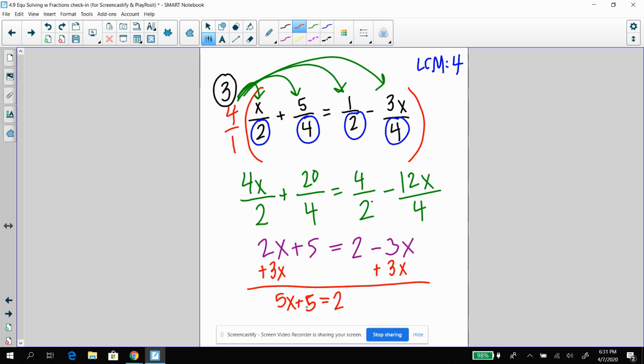Sorry for my little delay there. And then I'm going to subtract 5 from both sides, and I get 5x equals negative 3. We are almost done. Divide both sides by 5, and you get that x equals negative 3/5. And you're done. Did you get it right? If you didn't get it right, take a pause for a second and look at this work and see where you might have made an error.